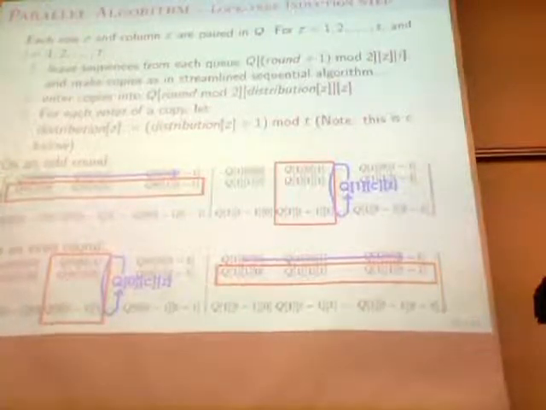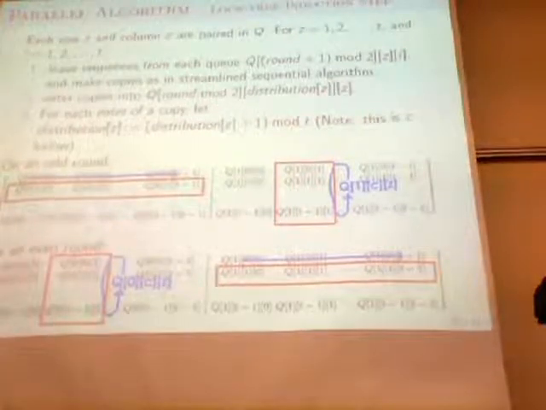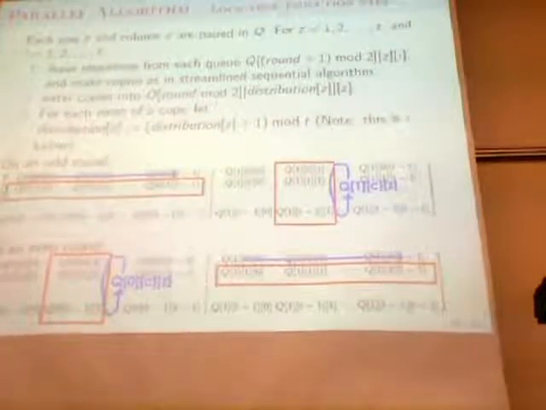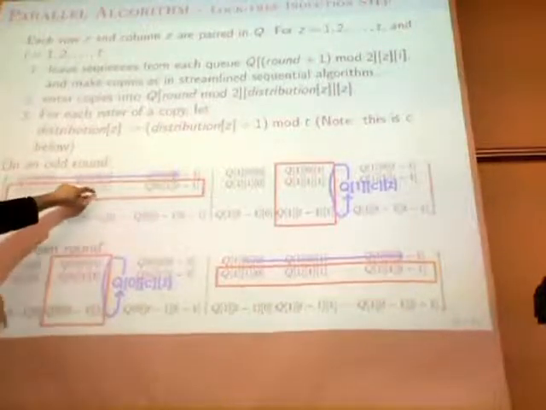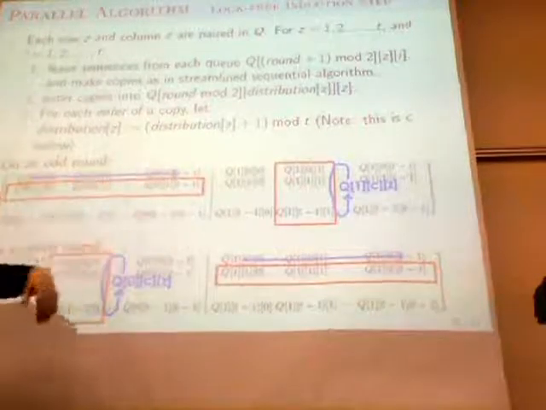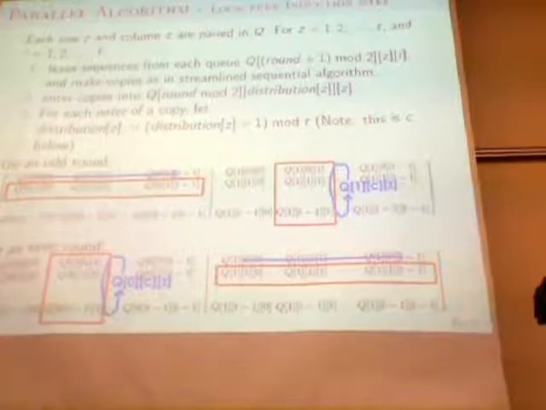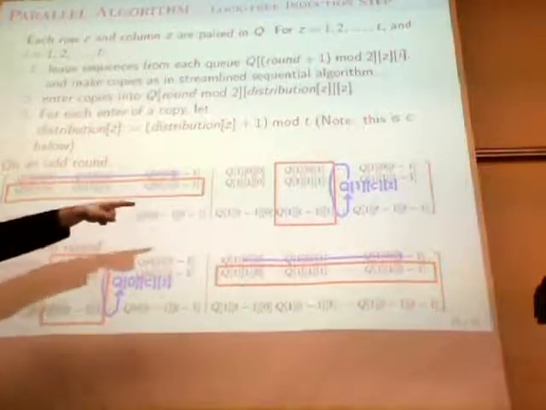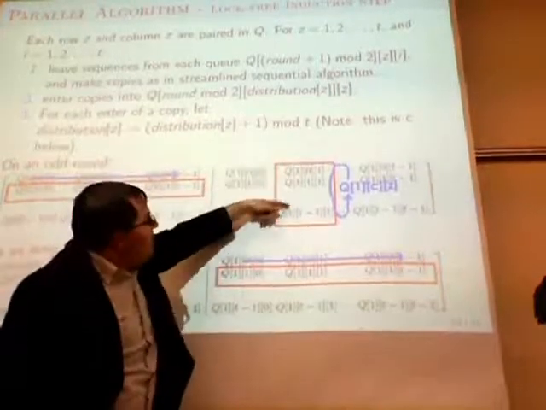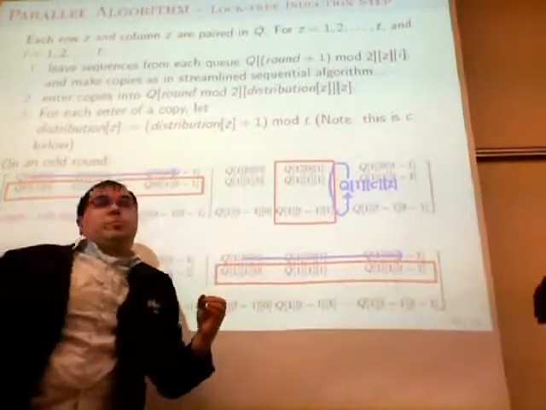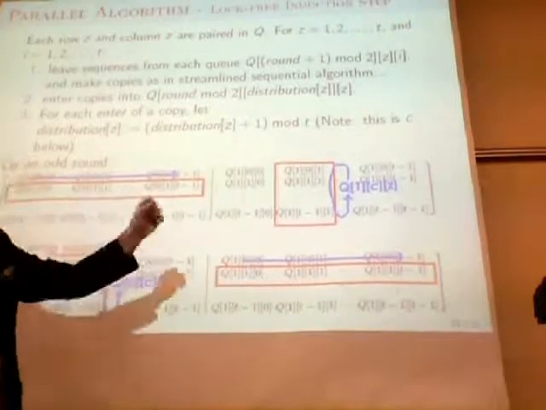So, on an odd round, say round 1, round 3, round 5, what you're going to do is leave queues from here. So you're just going to go through from left to right, it doesn't matter what order. Get rid of those sequences, and enter them in on the column that corresponds to them on the opposing side. So you just iterate this right here using a distribution variable that's allocated to that thread.